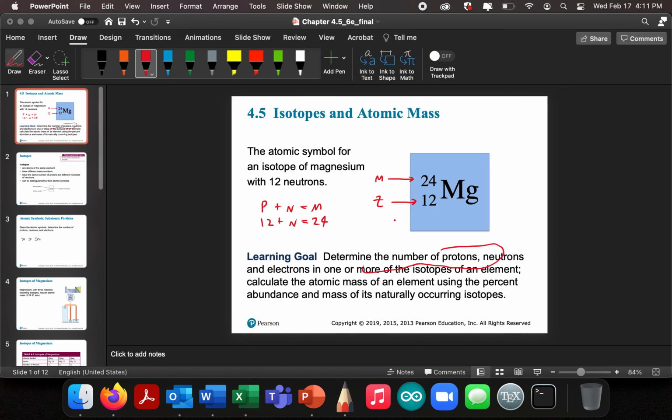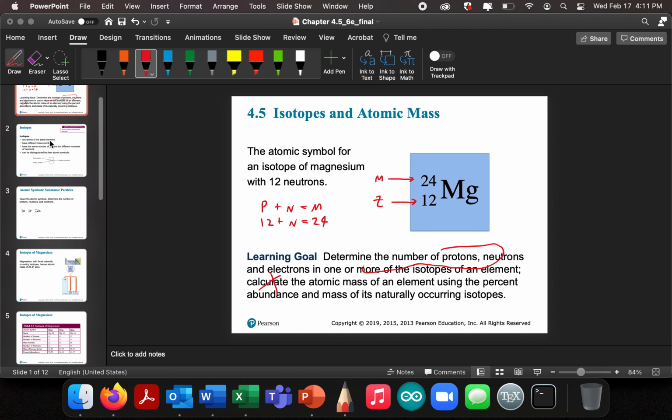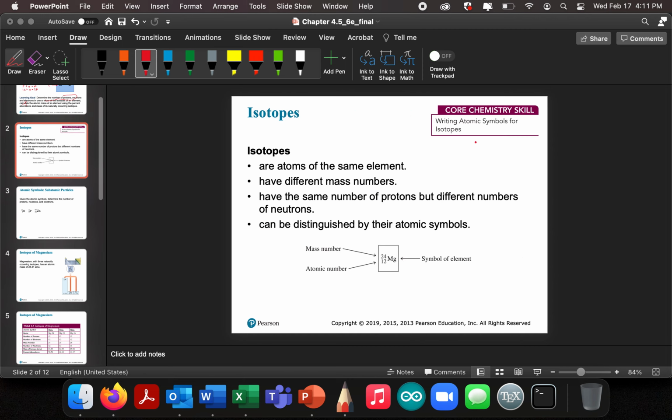Our learning goal for this section is to determine the number of protons, neutrons, and electrons of an isotope. We're not going to calculate the mass of an element. I'm going to tell you about it, but we're not going to do it. Again, for isotopes, as I said in the previous slide, the mass number goes here and the atomic number goes here. So the core chemistry skill is writing atomic symbols for isotopes.